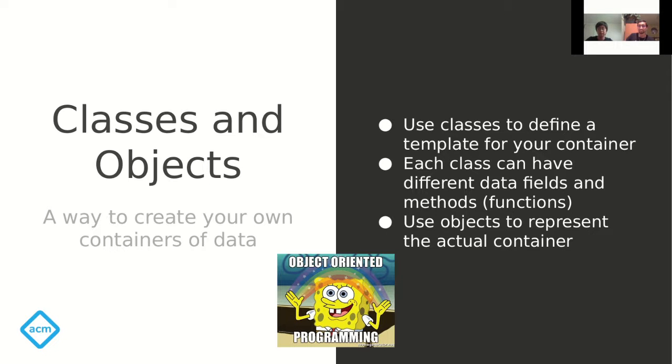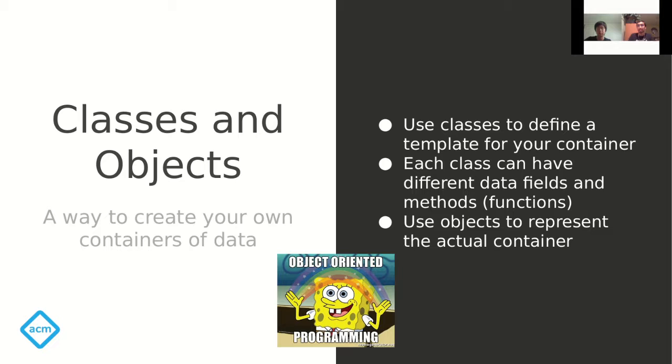Okay, so now we'll go over classes and objects. What classes and objects are is basically a way to create your own containers of data. We've seen previous containers of data, including dictionaries, sets and lists. Here we can create our own classes to serve our own functionality that we need. So we can have different functions and data fields in classes.